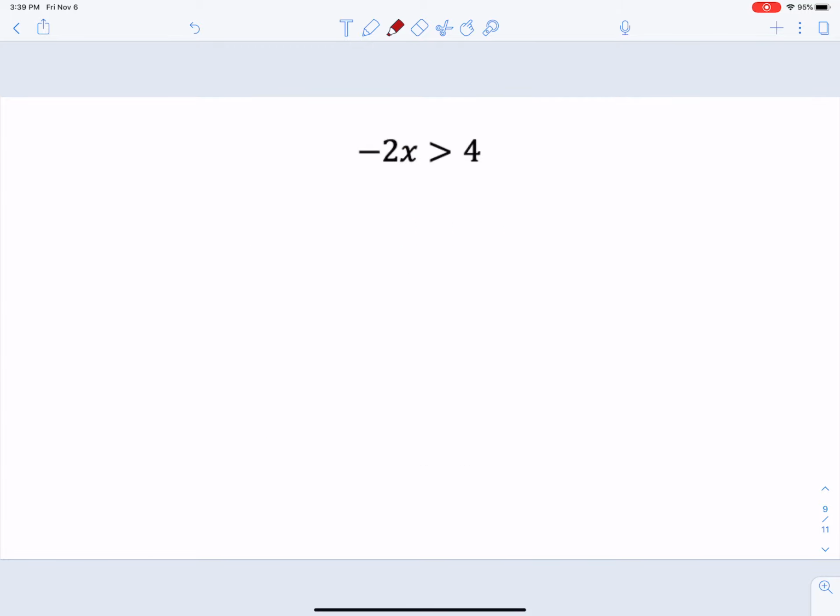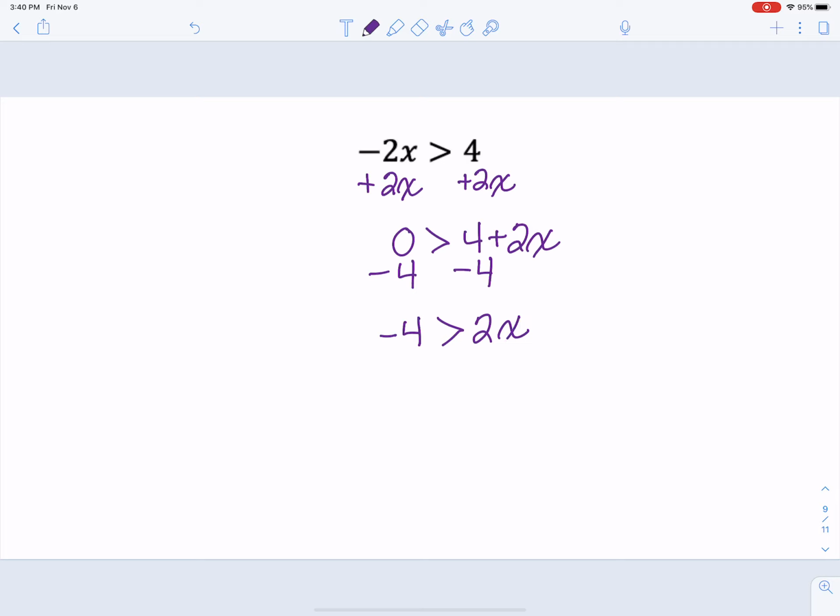Let's consider it another way, strictly algebraically. I'm starting with the same inequality. -2x is greater than 4. I'm going to start by adding 2x to both sides. Leaves me with 0 is greater than 4 plus 2x. Going to subtract 4 from both sides. I've got negative 4 is greater than 2x.